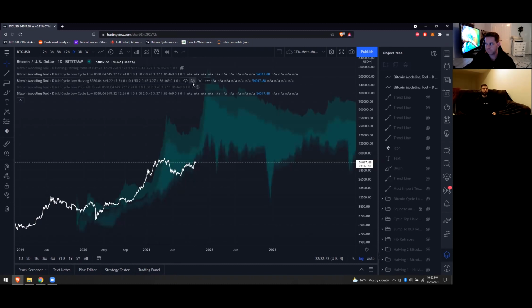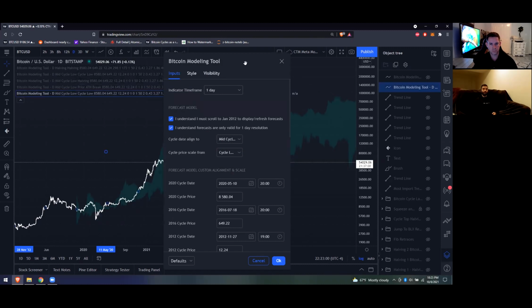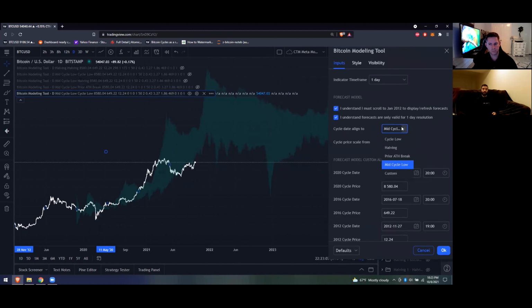So just really quickly, what I wanted to do was use the brightest one here and make these dark, just to give people an idea. We'll keep this one, that's fine. One of the other reasons I think this makes a lot of sense is, here's the cycle low on our CTM Meta model. And then here's, measured by the halving, you move over, here's our prior break of the all-time high. Here's our mid-cycle low.